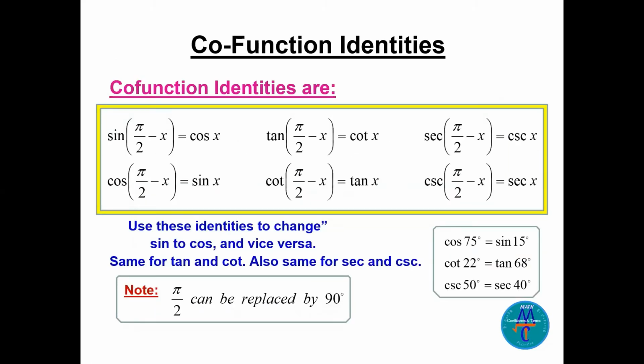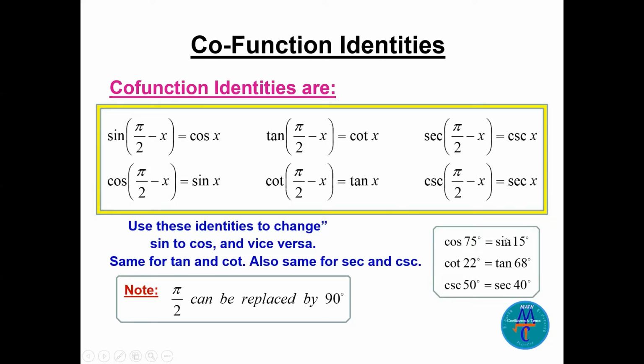Cofunction identities. We have 6 formulas here. We call them cofunction identities. So we can switch from sine to cosine and vice versa here. We can switch from tan to cotan or cotan to tan. We can switch secant to cosecant by these formulas. Sine of pi over 2 minus x will be cosine of x. And you can replace pi over 2 here by 90 degrees.